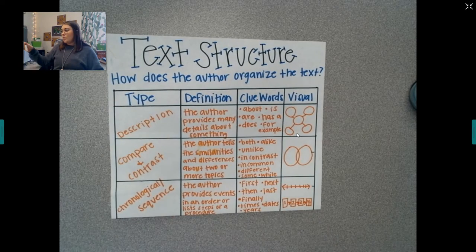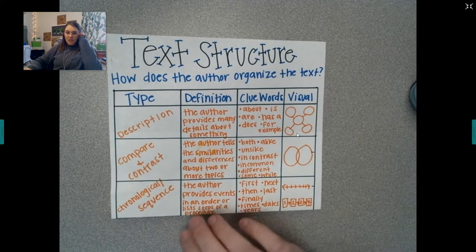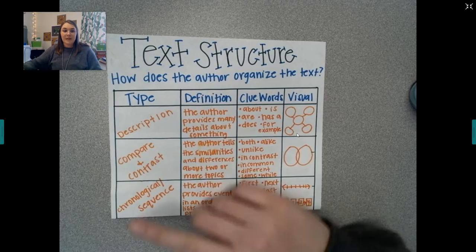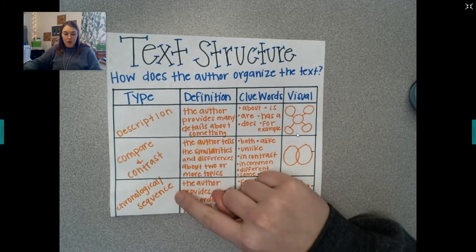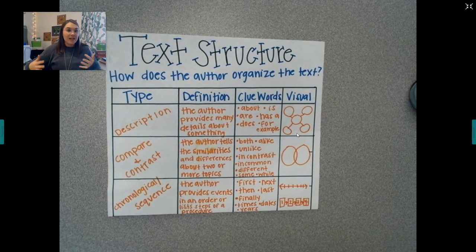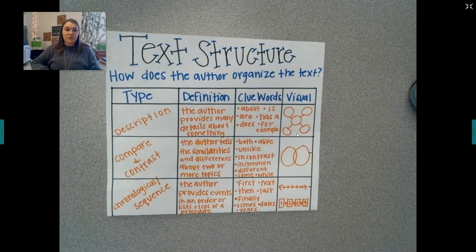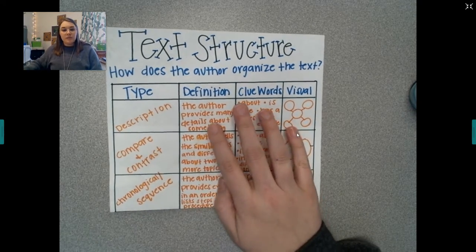Okay, guys, I know this is kind of a harder thing that we do, but I think that you can do it. I really think that you can do it and that you can do it all by yourself because I need to see what you know about this. So again, you have 3 choices: description, compare and contrast, chronological sequence. So all of those task cards should only have one of those 3 written down on there. And I will put the anchor chart down below to help you out with the clue words and the definition.